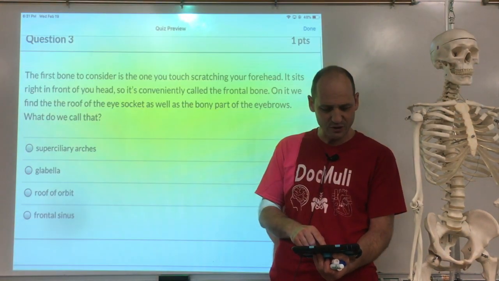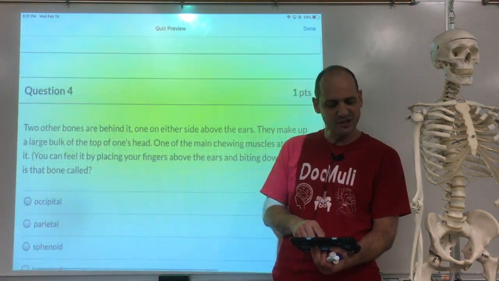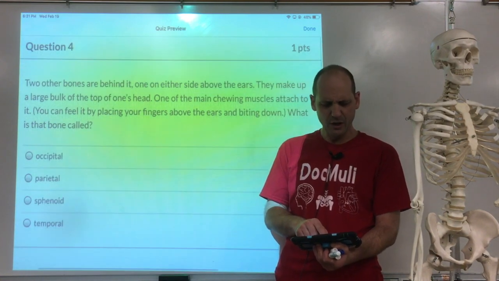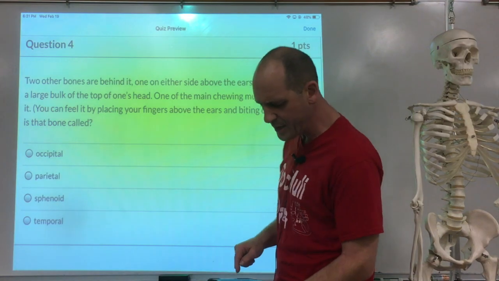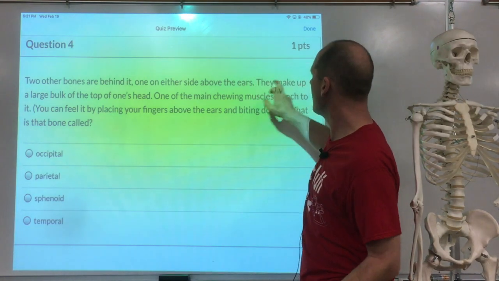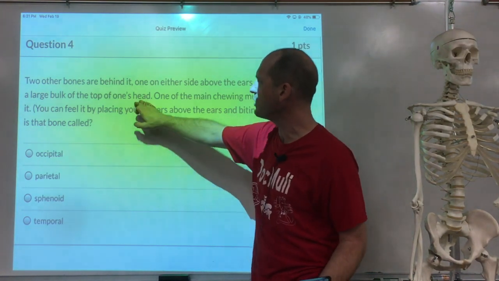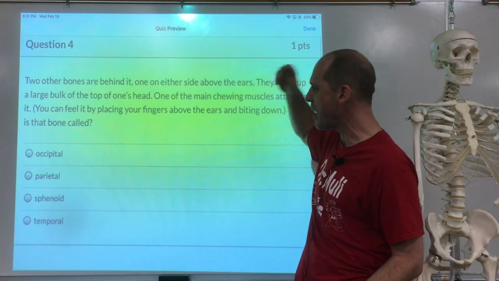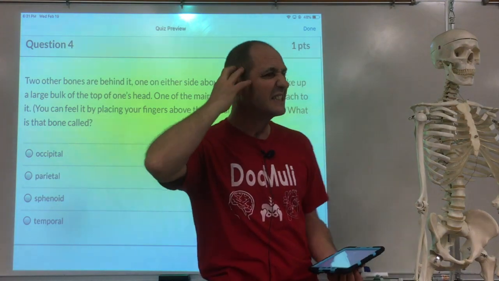So we have that. Supraciliary arches. I just think it's such a beautiful word. That's why I put it in there. It's the arches. Two other bones are behind it on either side above the ears. They make up a large bulk of the top of one's head. One of the main chewing muscles attached to it. You can feel it by placing your finger above the ears and biting down and chewing.